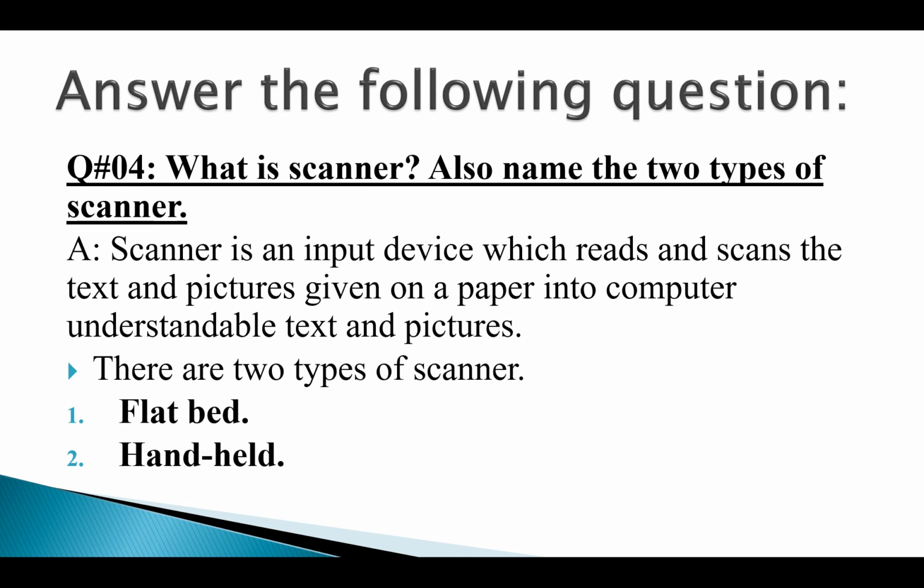Well, question number 4 is what is scanner? Also name the two types of scanner. So the answer is scanner is an input device which reads and scans the text and pictures given on a paper into computer understandable text and pictures. There are two types of scanner. First one is flatbed scanner and second one is handheld scanner.